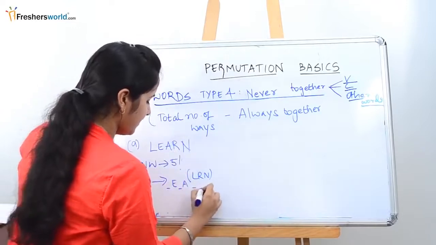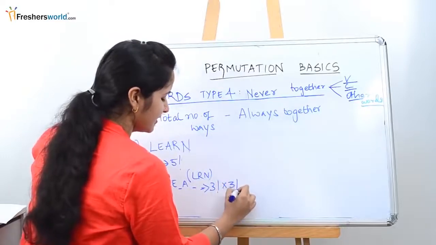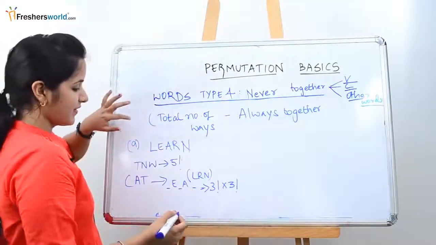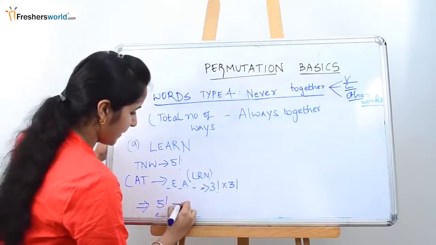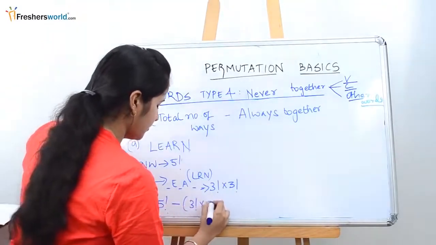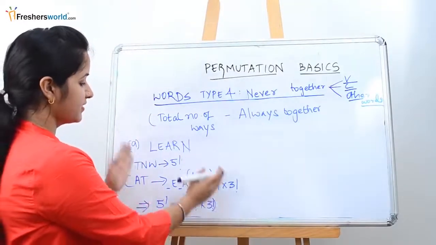What are the places we have? 3 factorial. L, R, N can be arranged in 3 factorial ways. So the consonants never together for the word learn is nothing but 5 factorial minus 3 factorial into 3 factorial. So once you solve this, you will get the answer for the word learn.